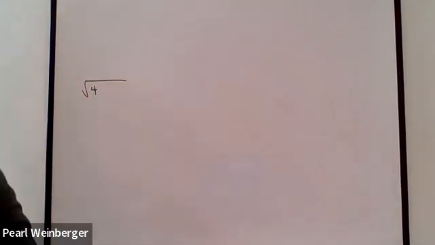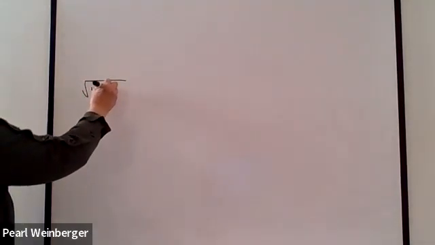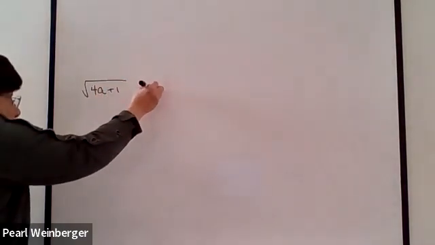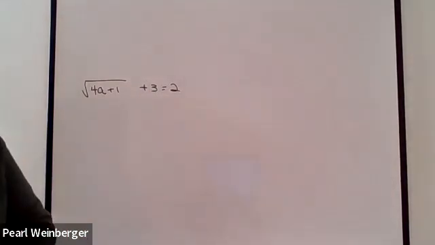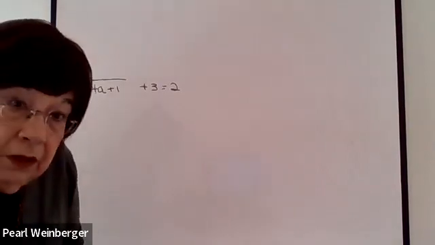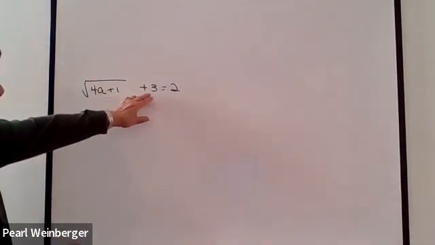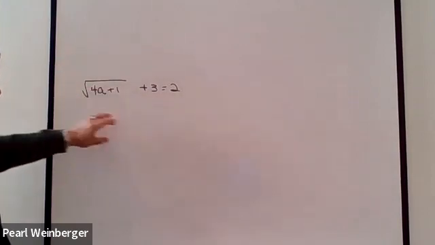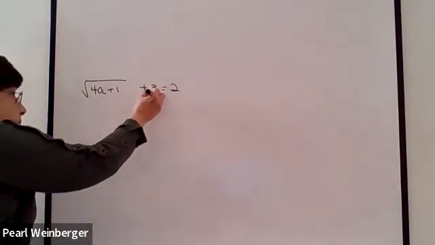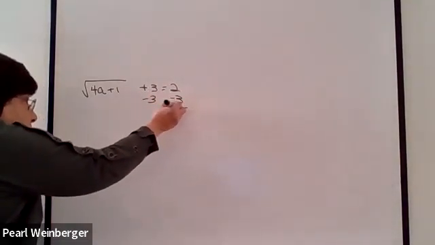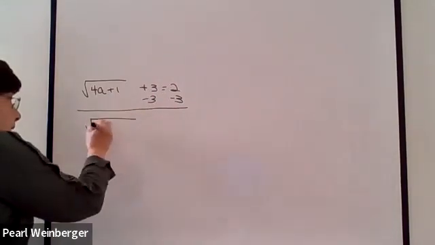Square root of 4a plus 1, plus 3 equals 2. Okay. Again, I see I have a radical equation. Again, I'm going to square both sides. But before I square both sides, I first have to isolate the radical. I have to get rid of this plus 3. So I'm going to minus 3 from both sides. That's going to be my first step. Get the radical all by itself.